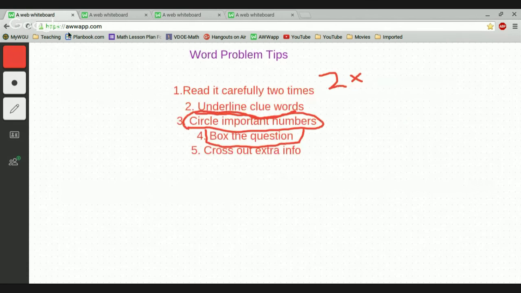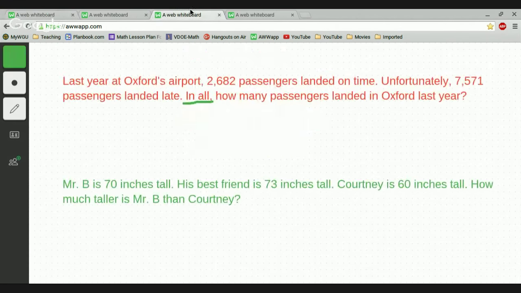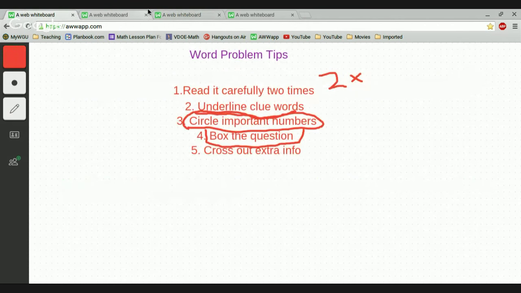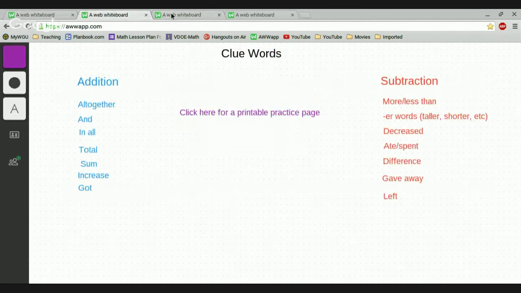Let's see what my other step is: circle important numbers. So I see a number here. I'm going to circle that. Oops, let me try that again. Circle that number. Okay.